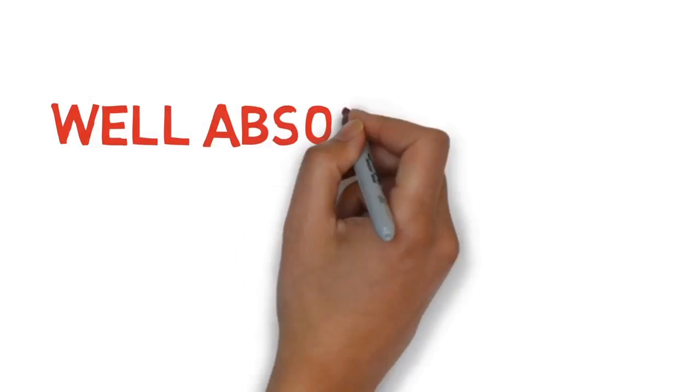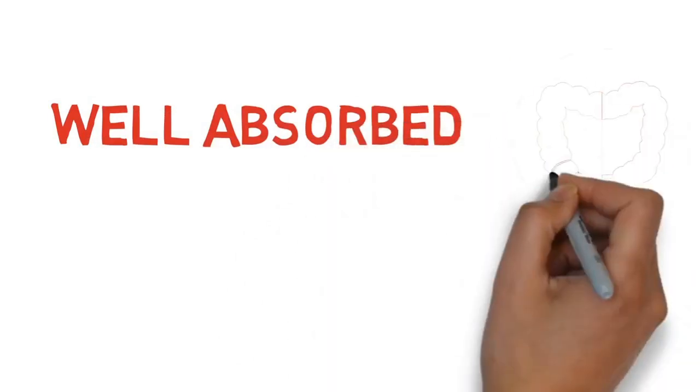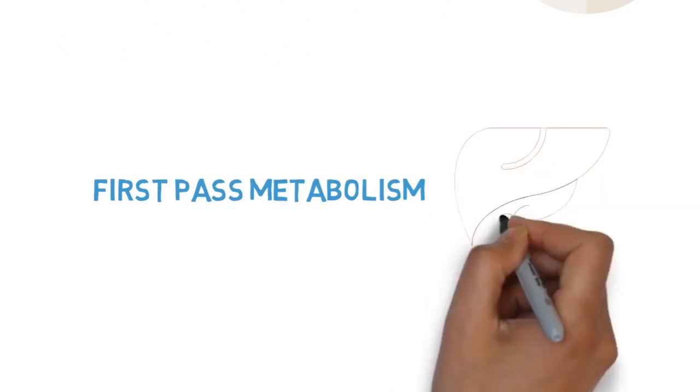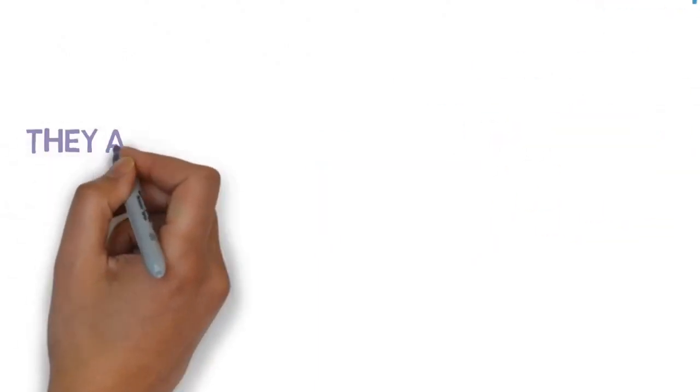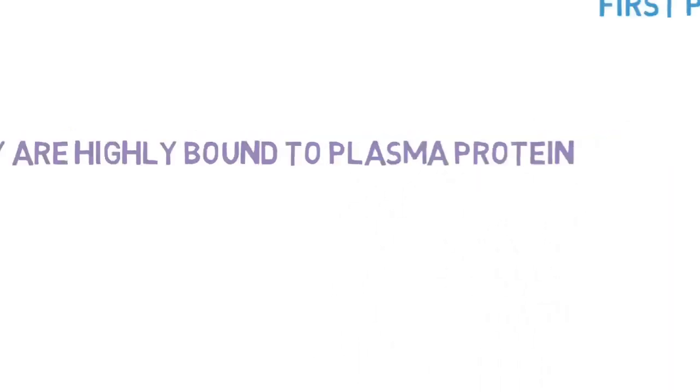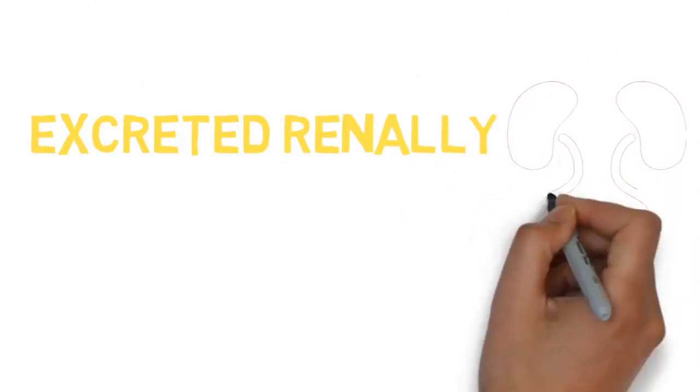Calcium channel blockers are usually well absorbed through the GIT, which means that they go through first-pass metabolism. However, once entered the bloodstream, calcium channel blockers are highly bound to plasma protein. After doing their action, calcium channel blockers are then metabolized by the liver and excreted renally.